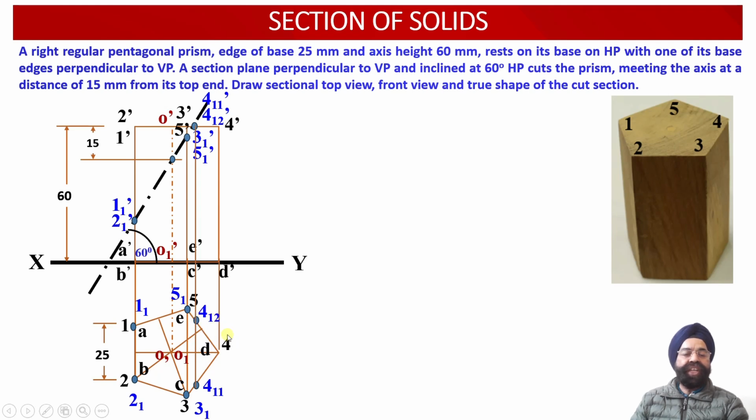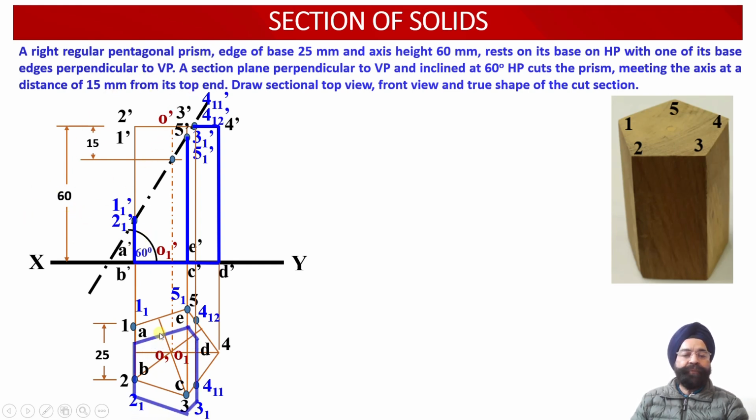So this way, all the 6 points of intersection of the cutting plane with this pentagonal prism have been obtained in the front view, and all these 6 points of intersection have been obtained in the top view projections over here. Now let us join the remaining portion of the solid using object line. We can see this is the remaining portion of the solid which is left behind, and this portion of the solid has to be removed over here.